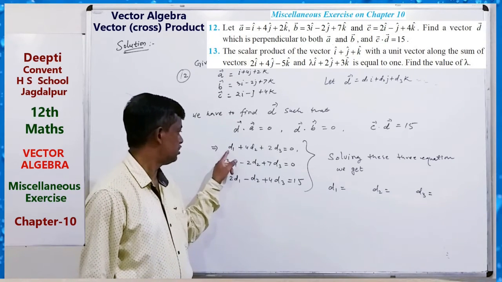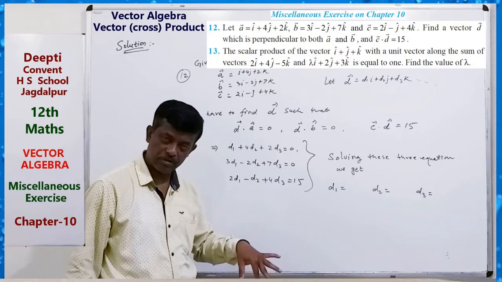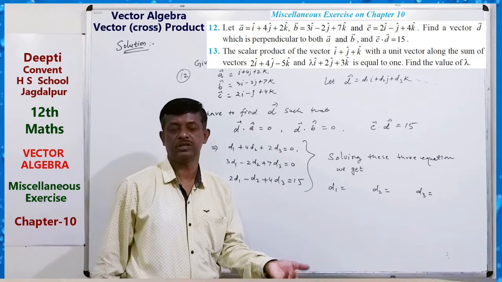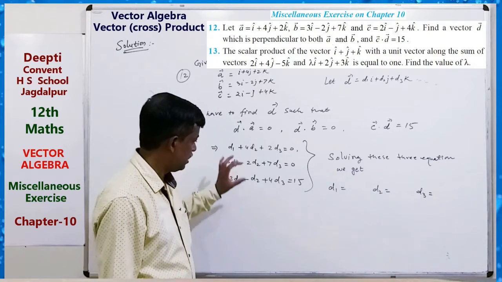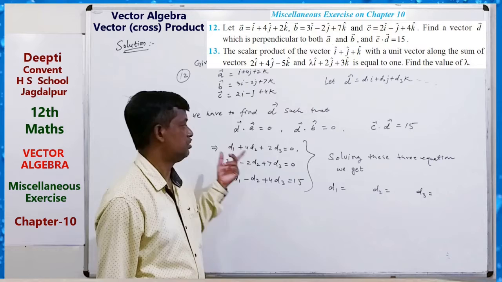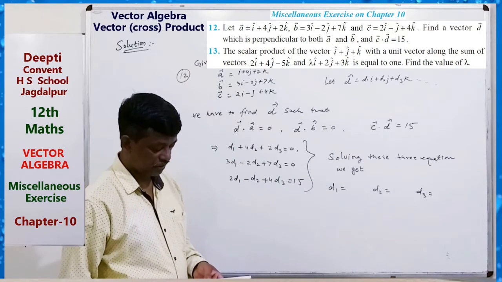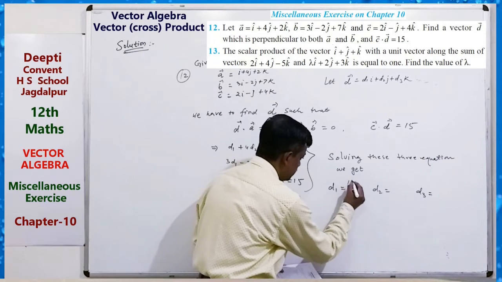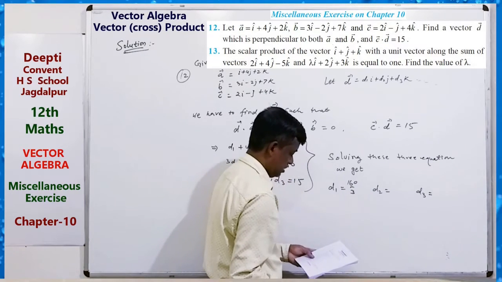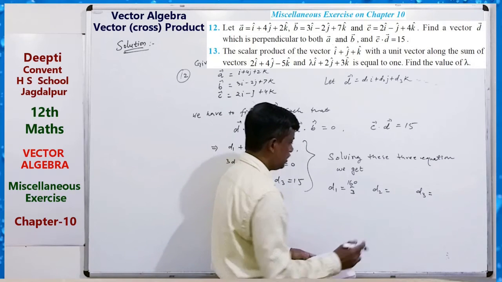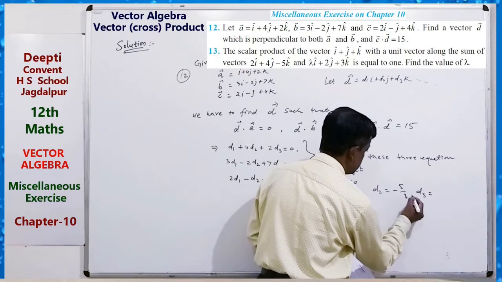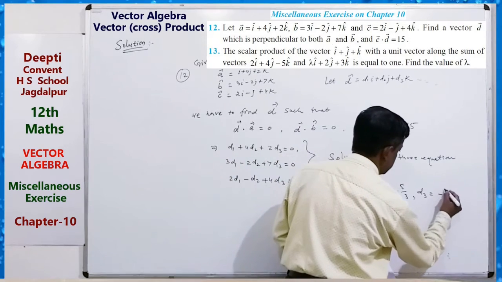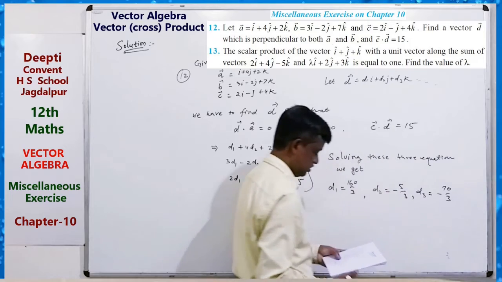And also put D1 equals to here, then you can get two equations in D2 and D3. Solve those two equations, you get D2 and D3, and by using these two values, D1 can be found. So we can find the values 160 by 3, and minus 5 by 3. Just solve it yourself, okay. Minus 70 by 3.